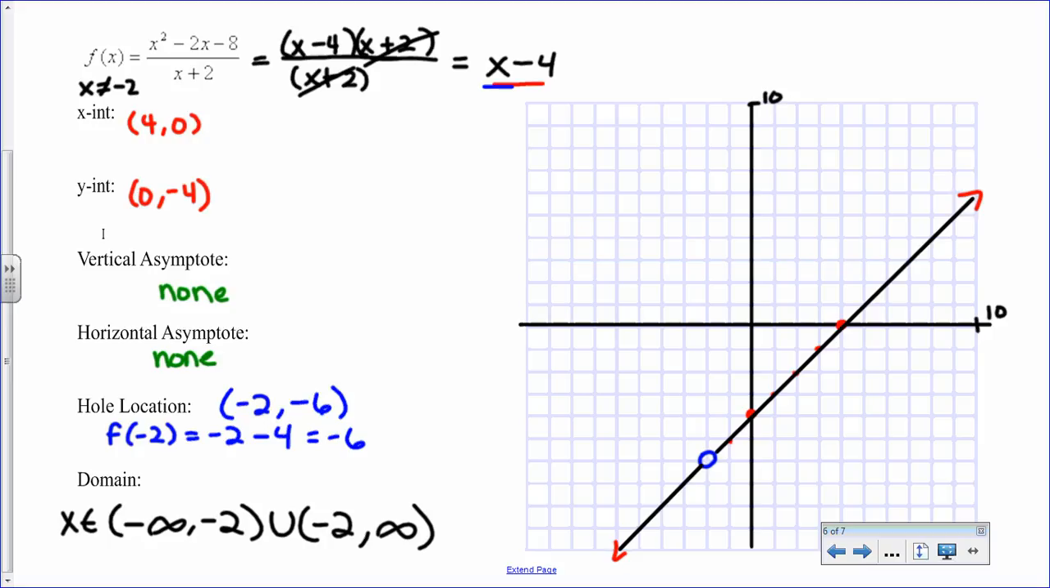Questions about that? Okay, that is as far as we got in third hour, so we're going to stop there today. And we'll do the last graph of this tomorrow, along with some word problems.